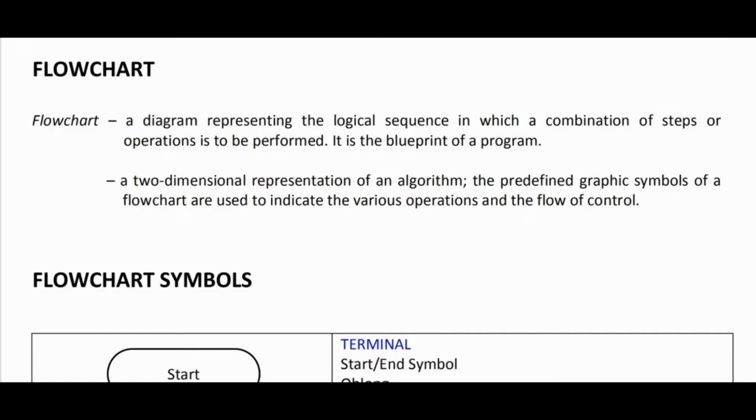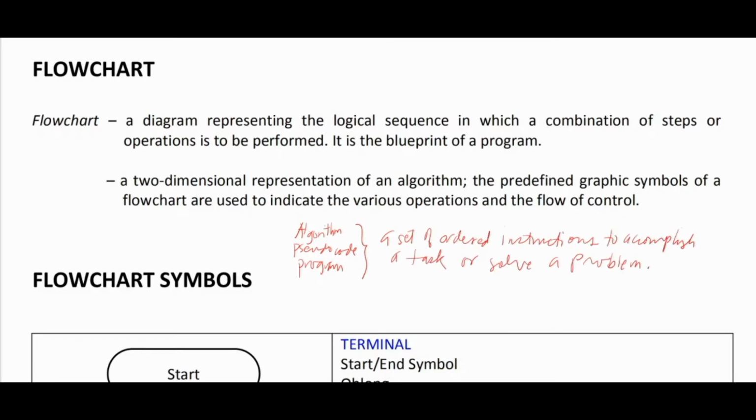Let us recall our discussion about the three terms, which are algorithm, pseudocode, and program. These three terms are similarly defined as a set of ordered instructions to accomplish or perform a task or solve a problem. For the difference, an algorithm is written in human or English language. For pseudocode, it is written in both human and programming language.